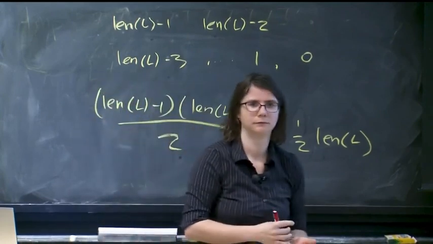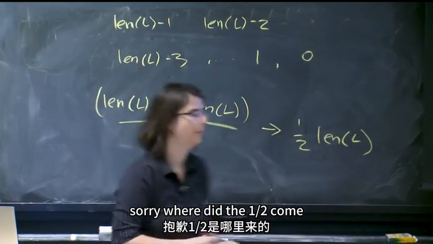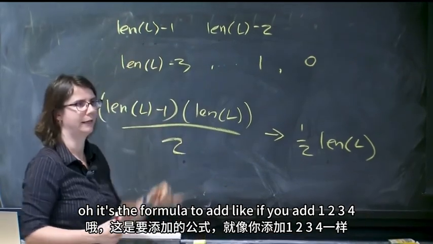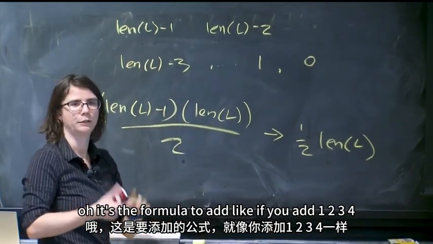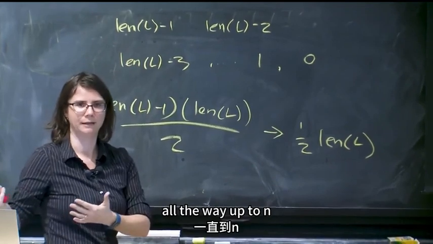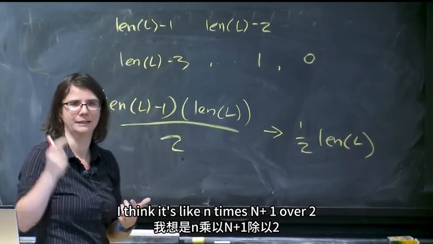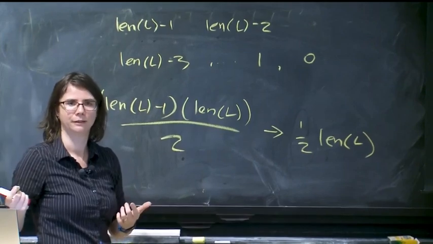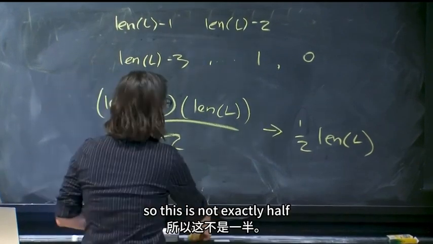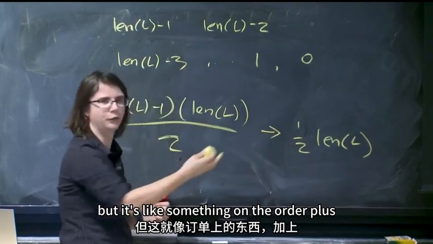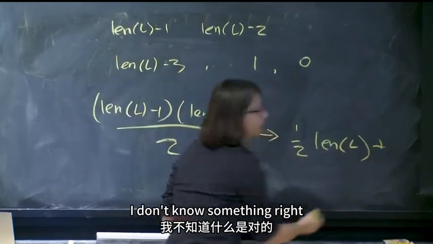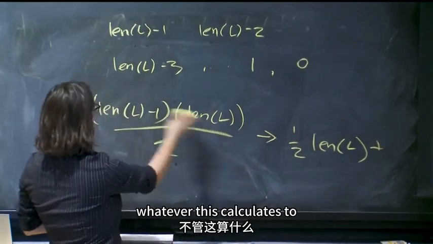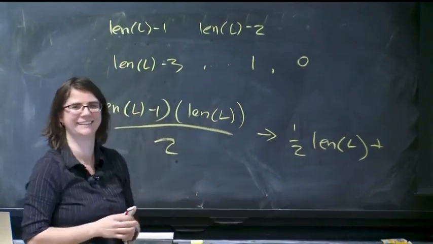Sorry, where did the 1/2 come from? Oh, it's the formula to add 1 plus 2 plus 3 plus 4 plus all the way up to n. What's the formula to do that? I think it's n times n plus 1 over 2. Something like that. So this is not exactly half, but it's something on the order of that, whatever this calculates to.